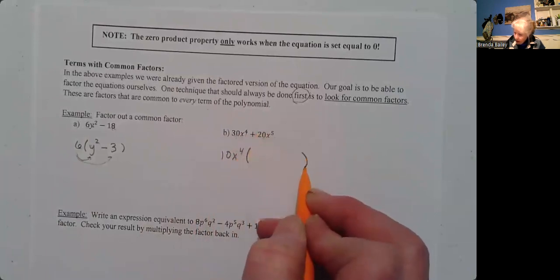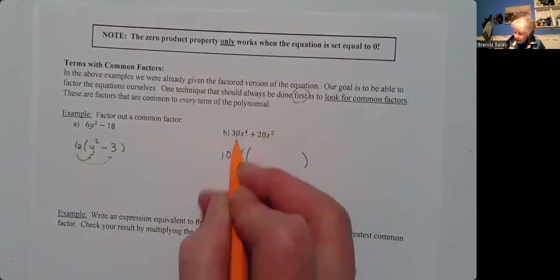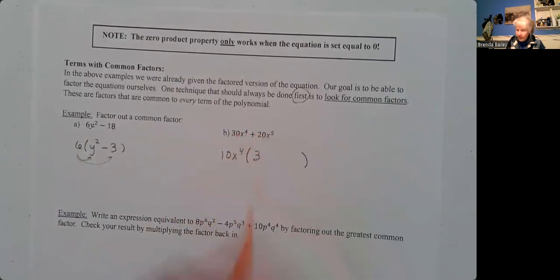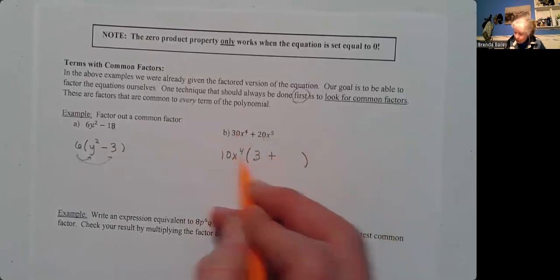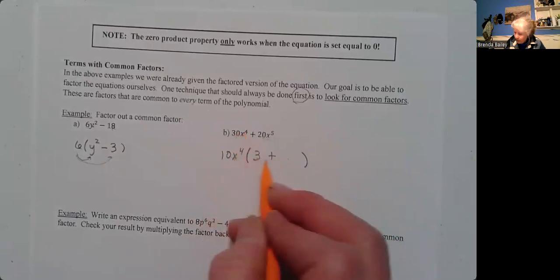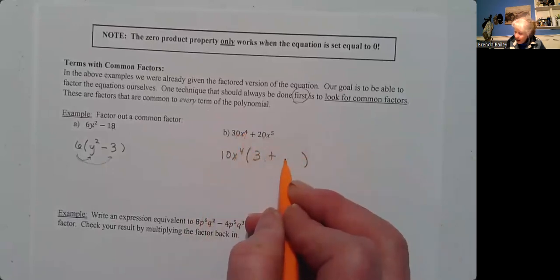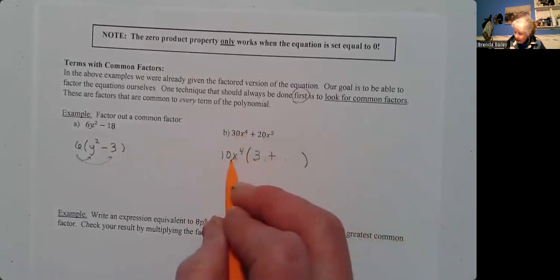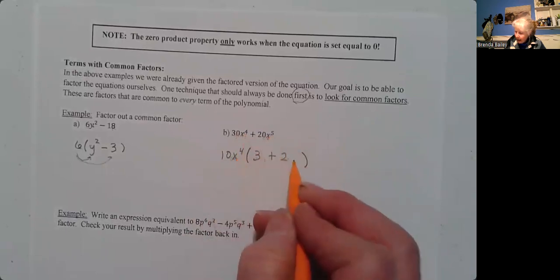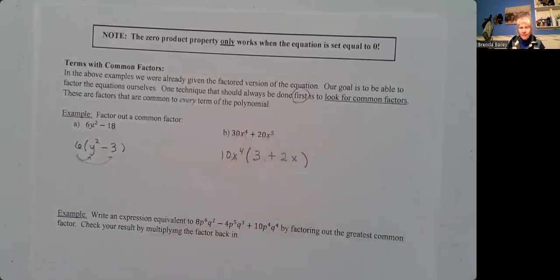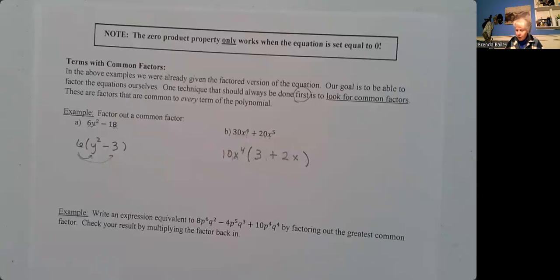What's left? What do you multiply this by to get this? 3. Plus, just a 3 because you've already got the X to the 4th. Now, what do you multiply this by to get the next term? Well, we have to have a 2, but we also need another X. X to the 4th times X, adding exponents, is X to the 5th. So when you multiply them, you should come back to the original. So this is just kind of a review of pulling out the greatest common factor.